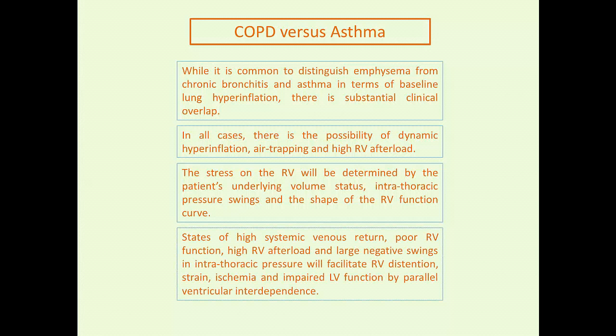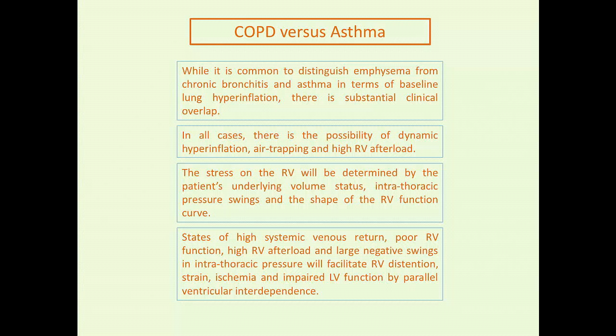States of high systemic venous return, e.g. cor pulmonale, poor RV function, high RV afterload from very high pulmonary vascular resistance, and large negative swings in intrathoracic pressure will facilitate RV distension, strain, ischemia, and impaired LV function by parallel ventricular interdependence. So that was a whopper of a section. We talked quite extensively of the effects of intrathoracic pressure and lung volume on right and left heart loading in both spontaneous ventilation and mechanical ventilation.